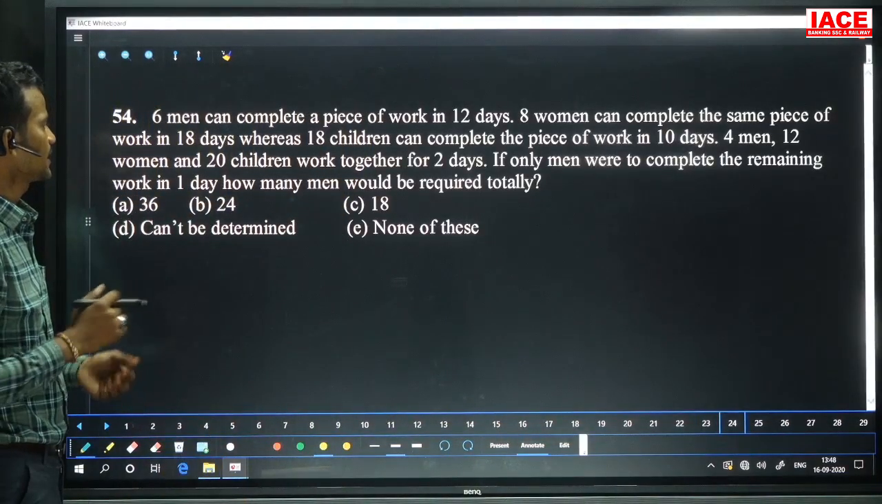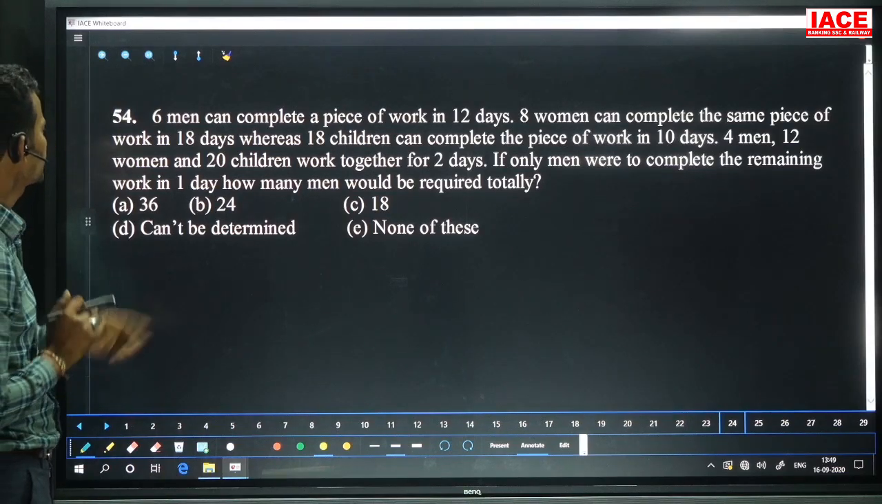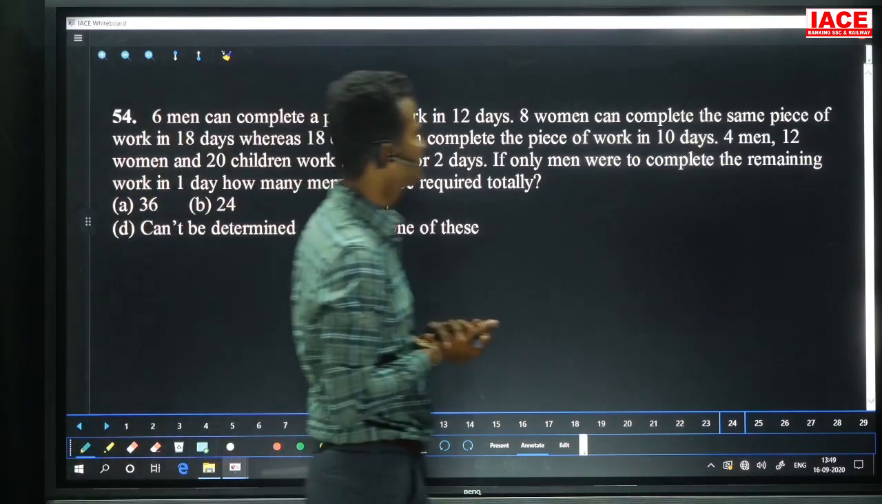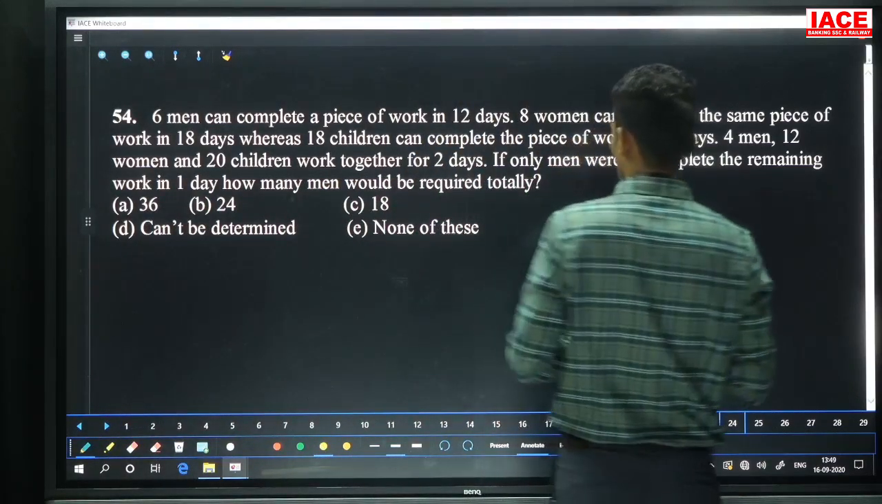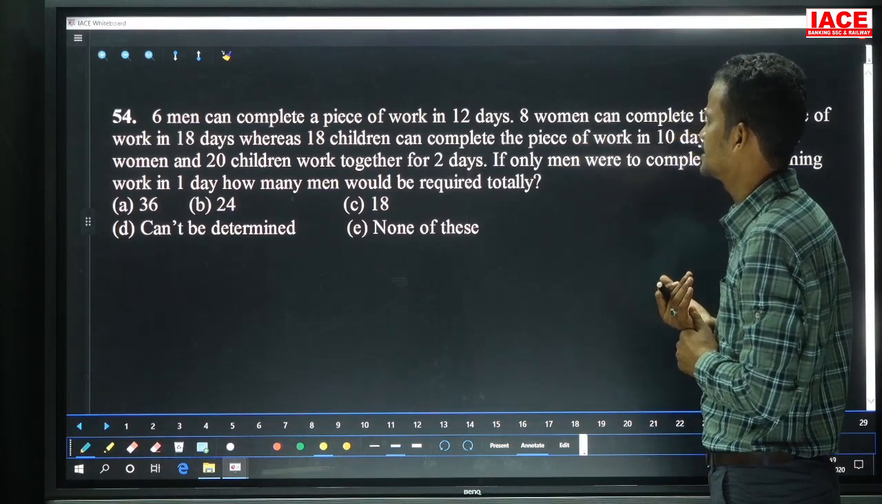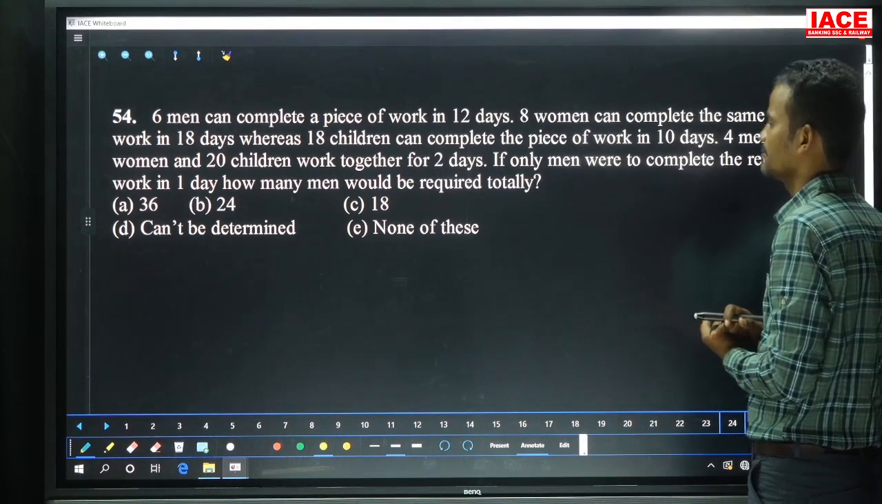6 men can complete a piece of work in 12 days. 8 women can complete the same piece of work in 18 days, whereas 18 children can complete the same work in 10 days. 4 men, 12 women, 20 children work together for 2 days. If only men are working, the remaining work is completed in 1 day.